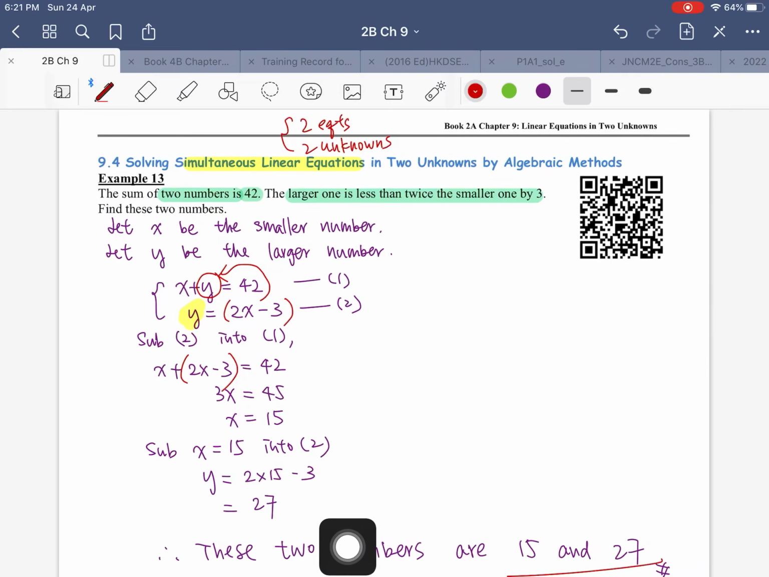The whole set of steps for word problems is like this: let two unknowns, set up the equations, solve the equations, and then answer the question. That's all. Not very difficult.